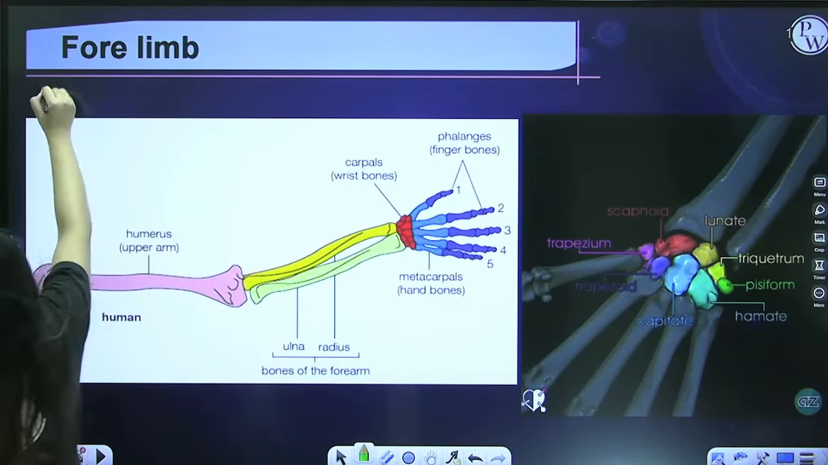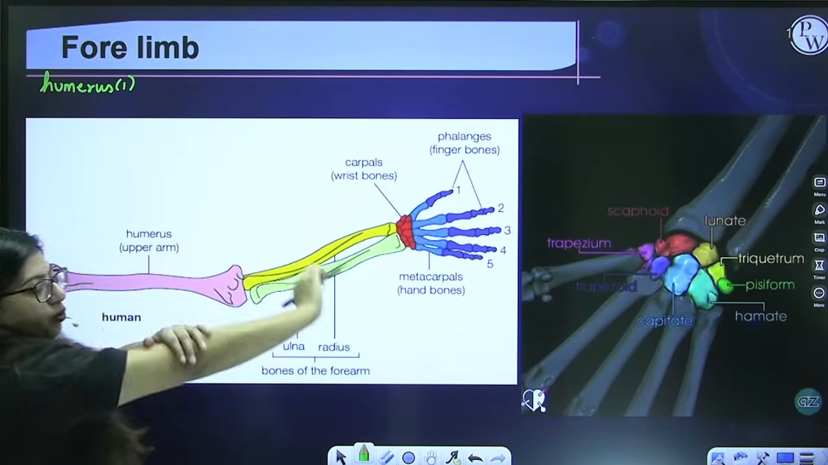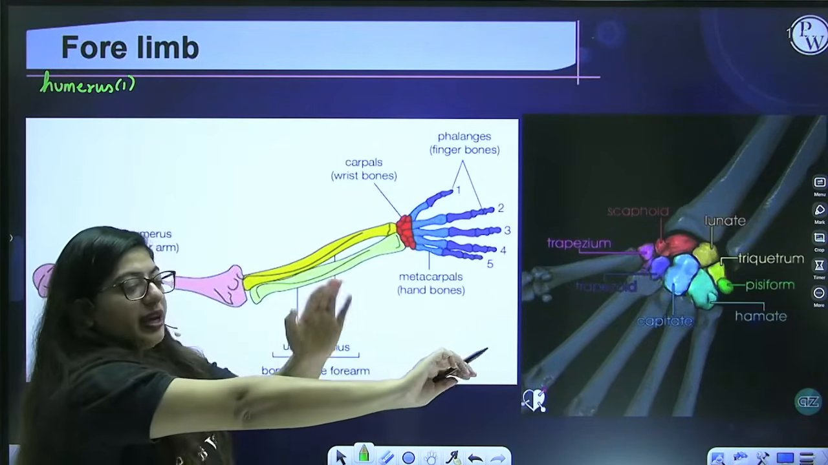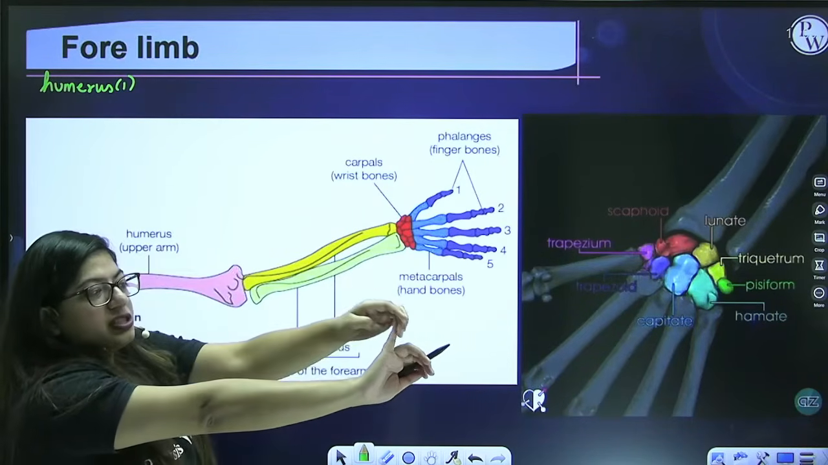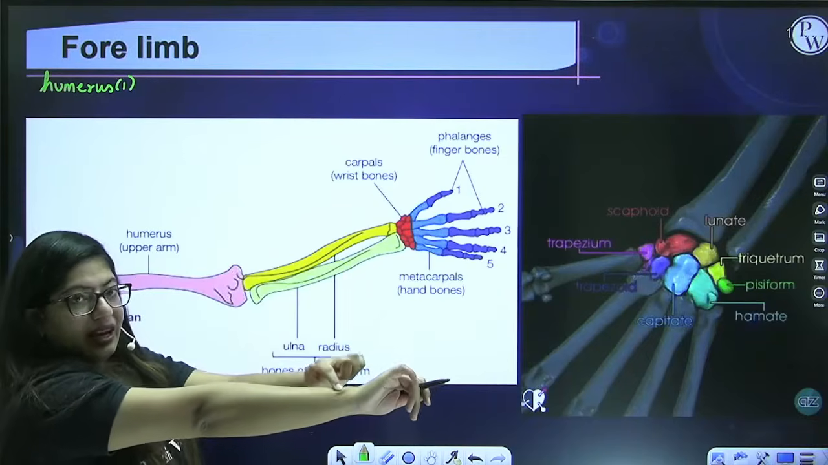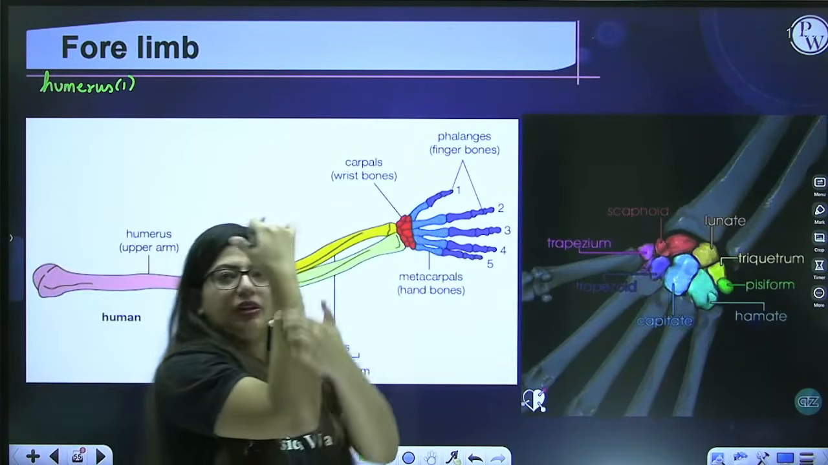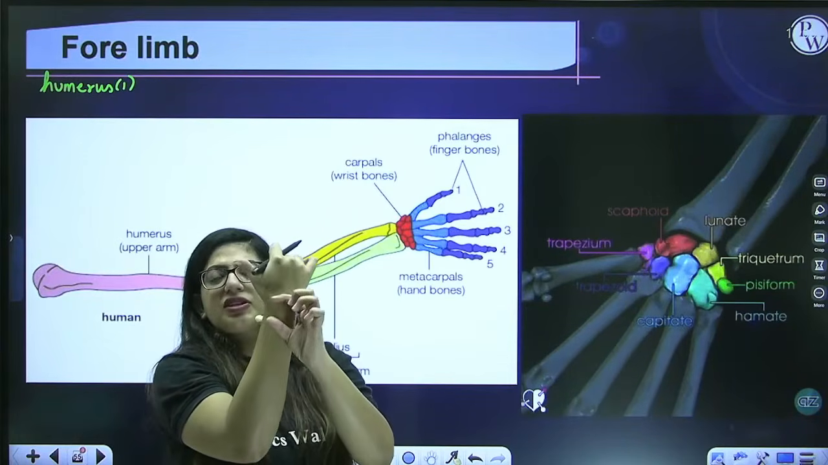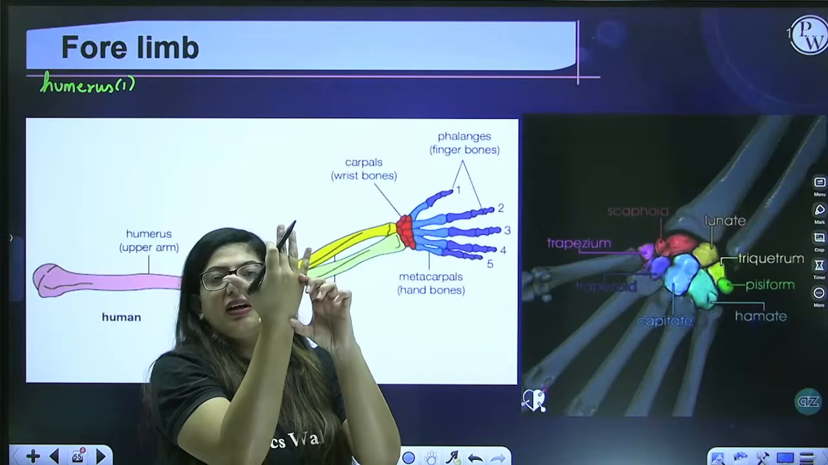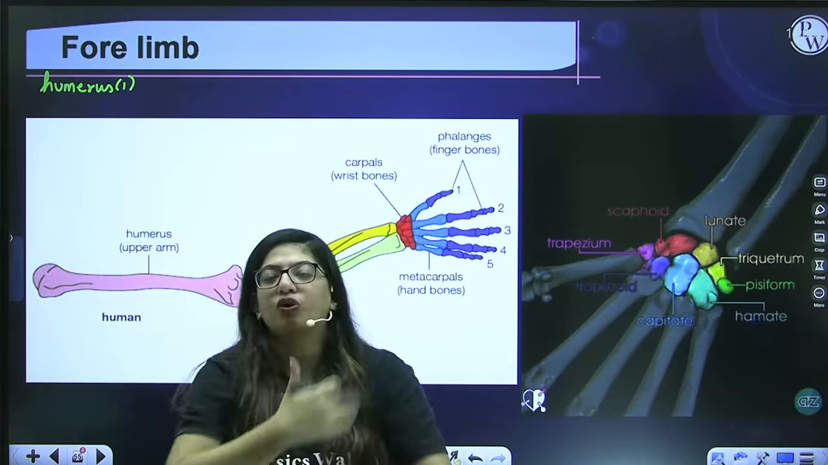First we have the humerus. How many? 1. This bone is the humerus. Then come to this portion. This one, present towards the little finger, is the ulna. The one present towards the thumb is the radius. Radius, ulna. Then in the wrist we have carpals. Then here we have metacarpals. And in the fingers we have phalanges.